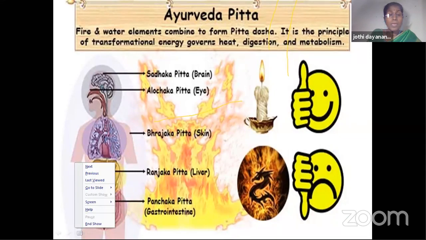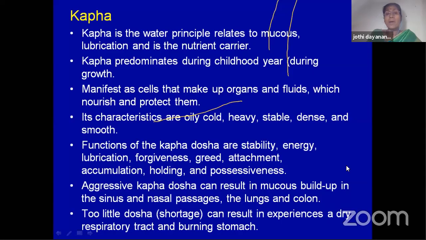So next goes Kapha. Kapha is the saliva or the sputum or mucus, which is produced from the nose or the lungs, which gets affected, and it also gets into your blood. So Kapha is the water principle related to mucus, lubrication and being a nutrient carrier. This is the one which carries the nutrients through the blood.